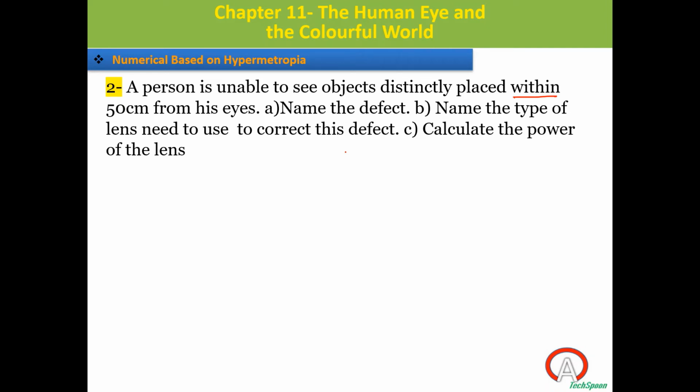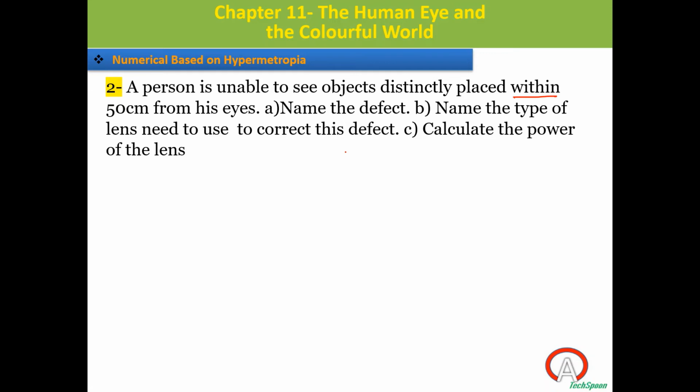Abhi, tell me. Switch on the video and tell me. So what type of problem is this person facing? Is it myopia, hypermetropia or presbyopia? Sir, myopia. Why? Sir, because the person is unable to see distinct objects. So how is it saying? Distinctly placed. A person is unable to see objects distinctly placed within 50 centimeter.